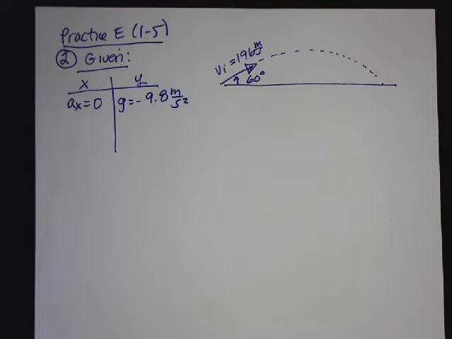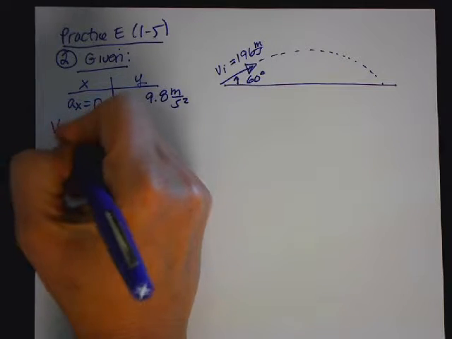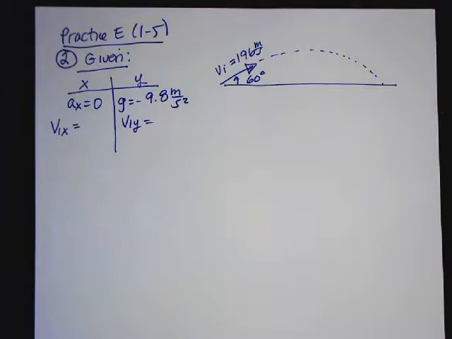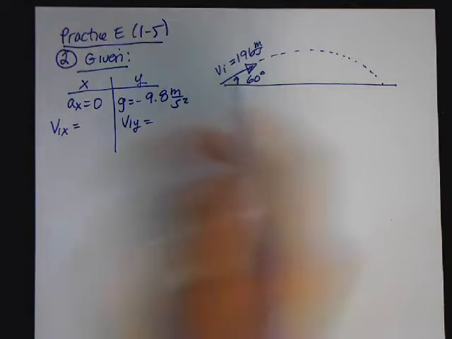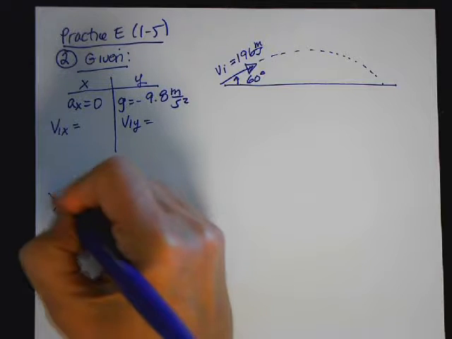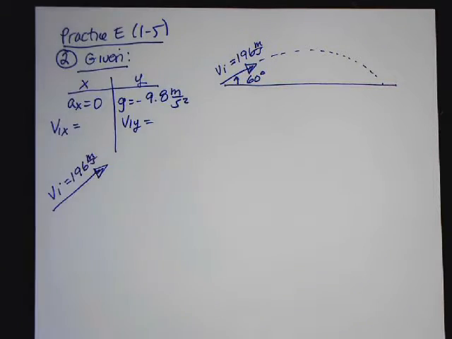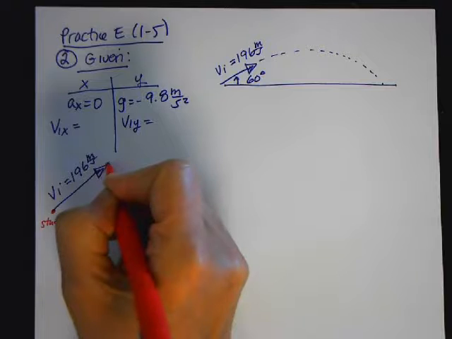So before I even read the rest of the problem, I know I want to find VIX and VIY, because I'm given the initial velocity and the angle. So since I want to find the horizontal and vertical component of this vector, I'm going to draw it on the side. So this VI is equal to 196. Now, the component direction are very important. This is where I start. This is where I end up.